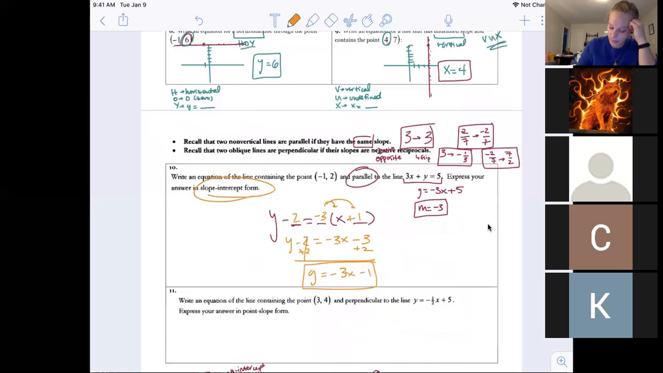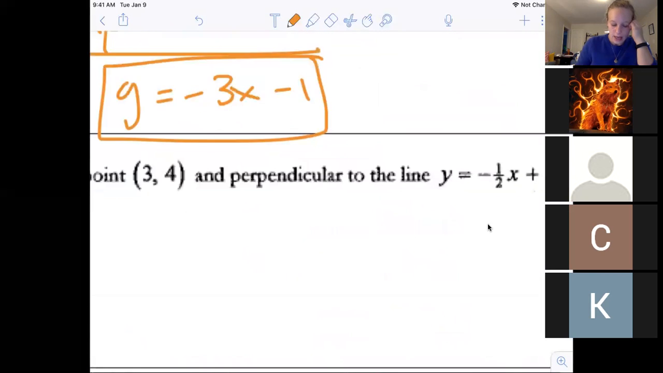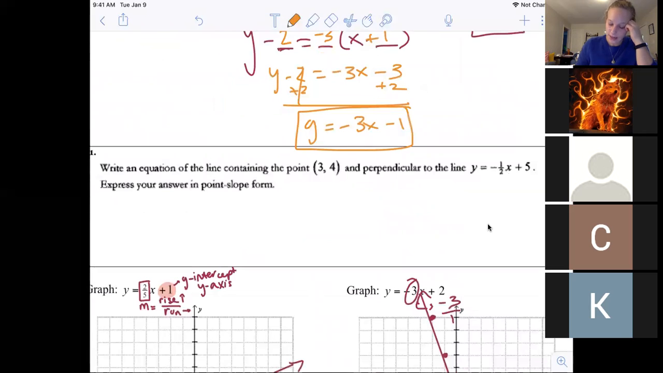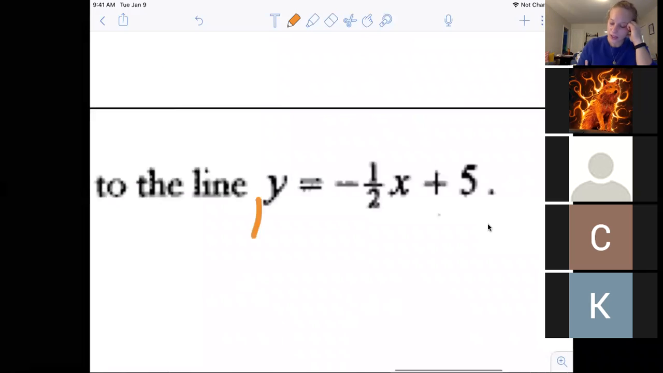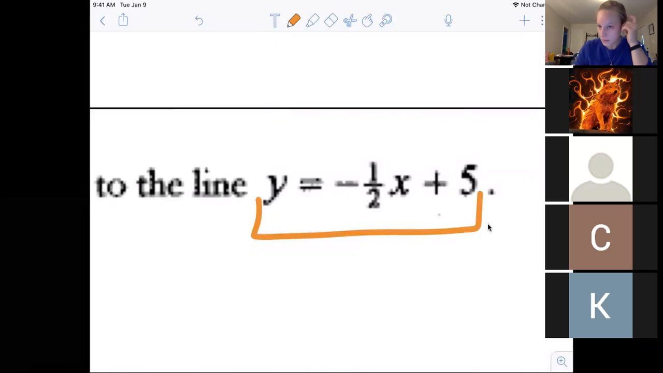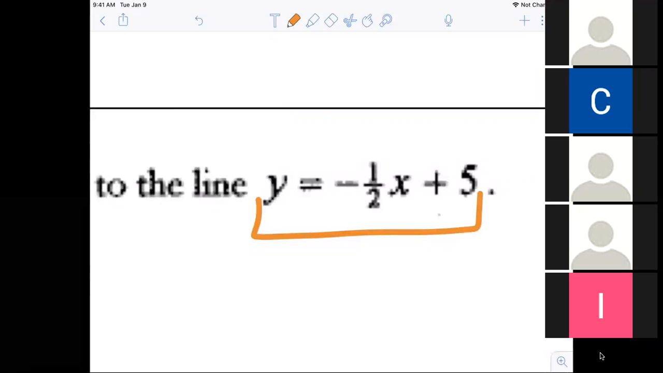All right, let's do another one. Last one on this paper. It says, write the equation of a line containing the point (3, 4) and perpendicular to the line y = -1/2 x + 5. Write it in point slope form. What's my slope of this line? Who's someone I haven't talked to yet? Is it -1/2? It's -1/2. Good. Am I going to use that or do I need to change it?